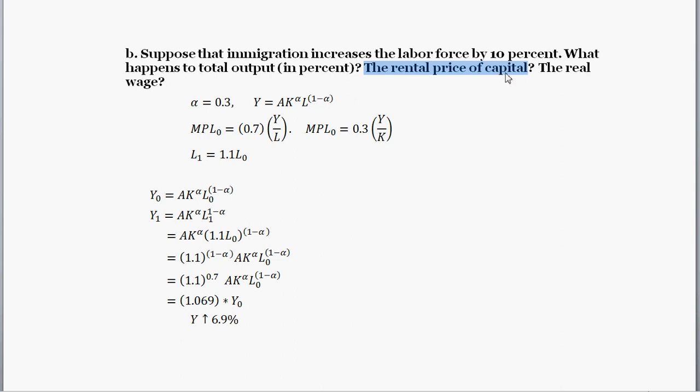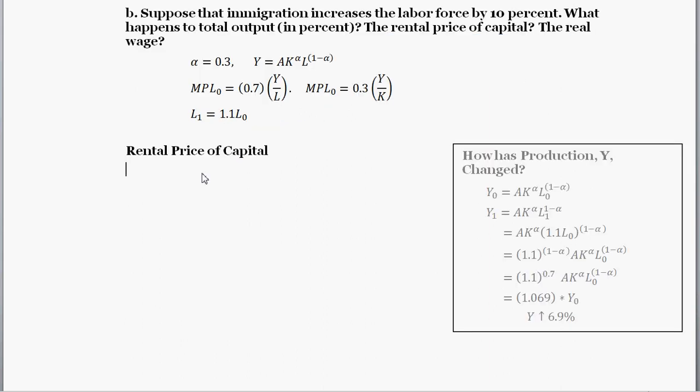Let's do the rental price of capital now. The rental price of capital in our notation is just R, and R is equal to the marginal product of capital. So the real rental price of capital is equal to the marginal product of capital. Marginal product of capital is just the first derivative of all this. We have that little equation over here. Oh, here it is.